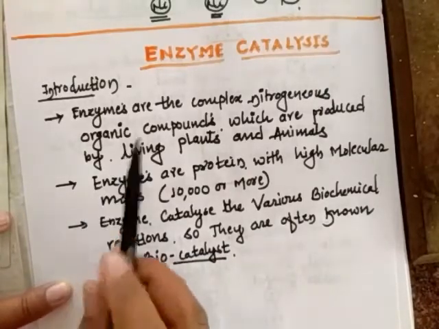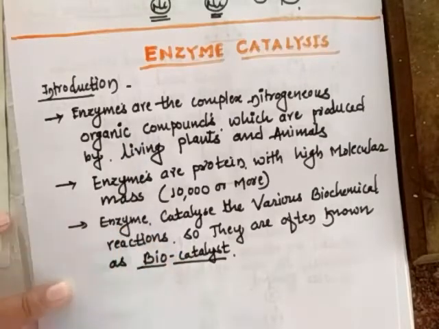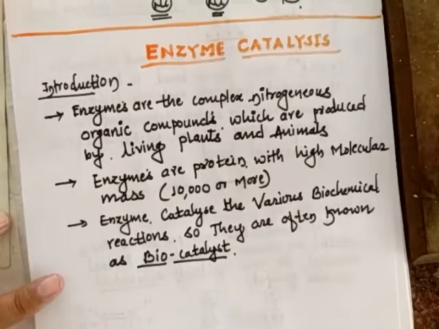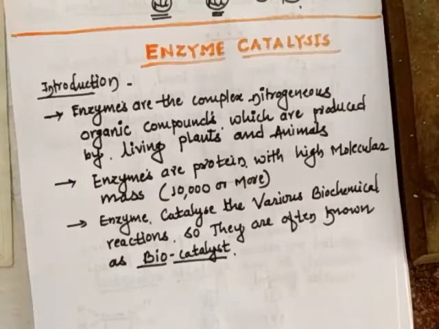So what I have told, enzymes are the complex nitrogenous organic compounds which are produced by living plants and animals. So enzymes are the protein with high molecular mass, that is 10,000 or more than that, and enzymes are the catalysts which take part in the various biochemical reactions. So they are often known as what? Biocatalyst. And many life processes are catalyzed by enzymes, and such processes are called enzyme catalysis.